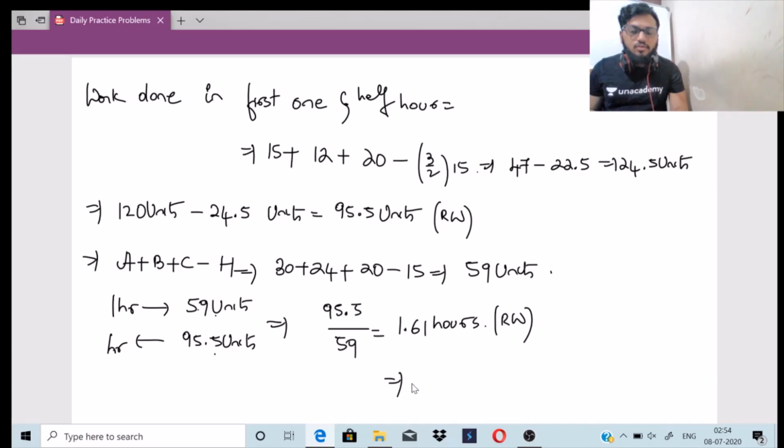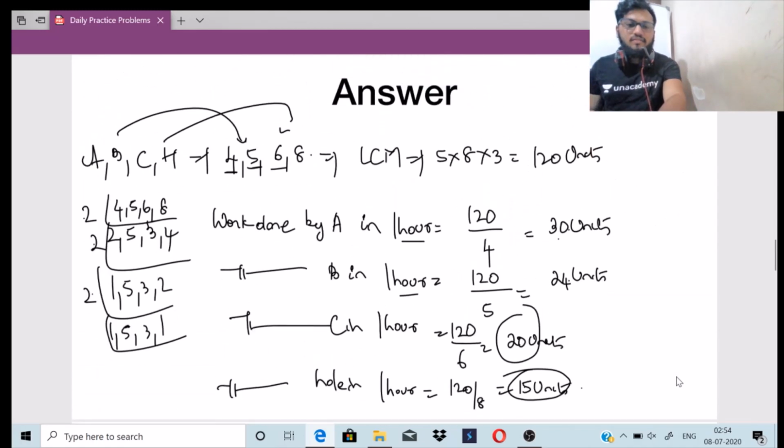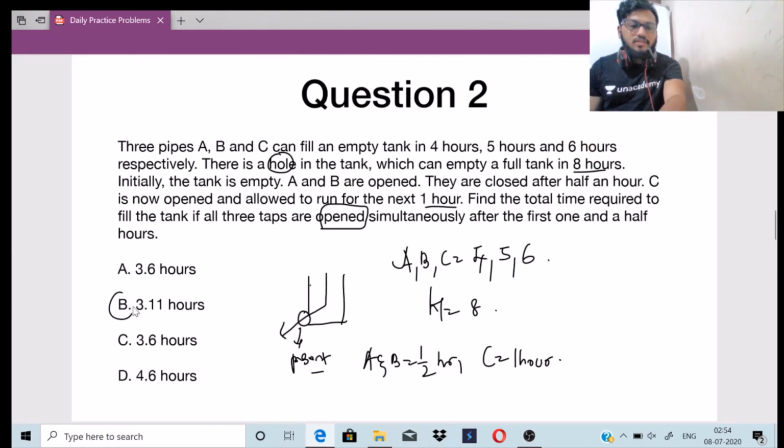So what will be the total sum here? 1.5 hours which is already spent, right? 1.5 hours already spent plus the 1.61 hours required for the remaining work, so this will be equal to 3.11 hours, right? This will be equal to 3.11 hours, which is our option B.